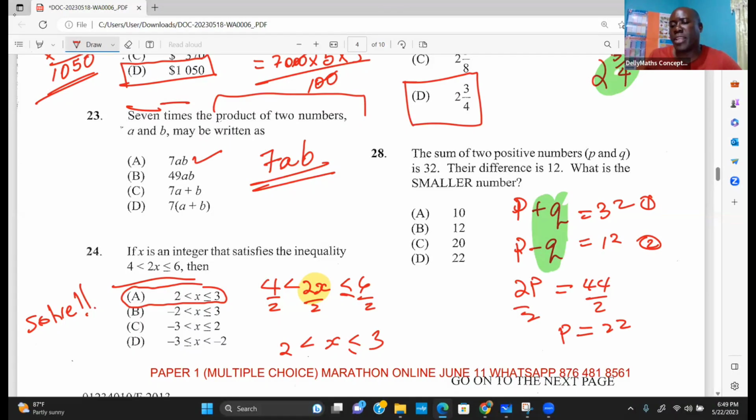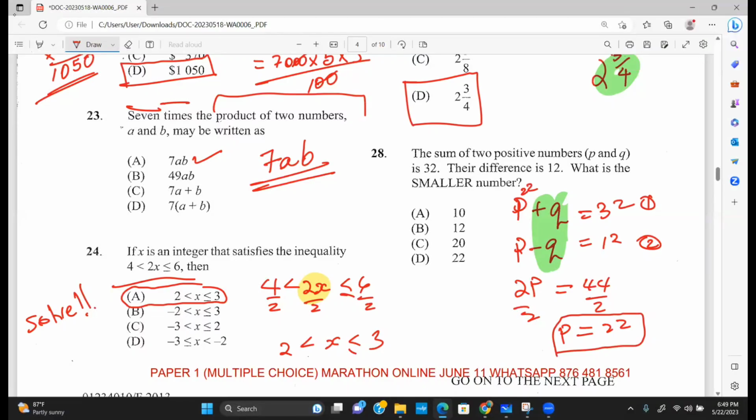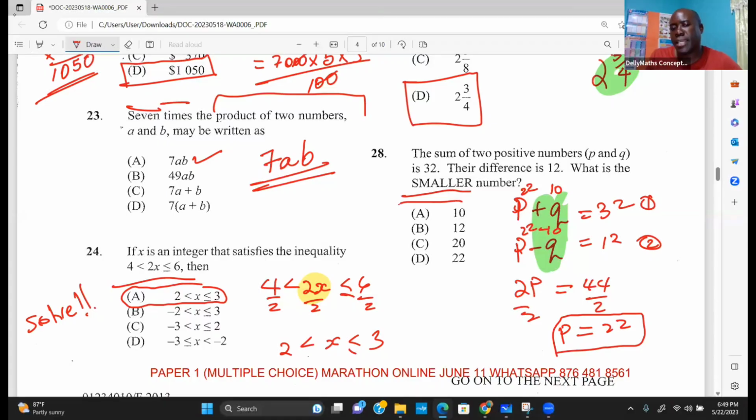But if I know that P is 22, then I can find the other one. Think back at the first statement: when you add them together, you get 32. 32 minus 22. Exactly, so 10. Yes, you're seeing it coming now. So then respond to the question. What is the smaller? 10.